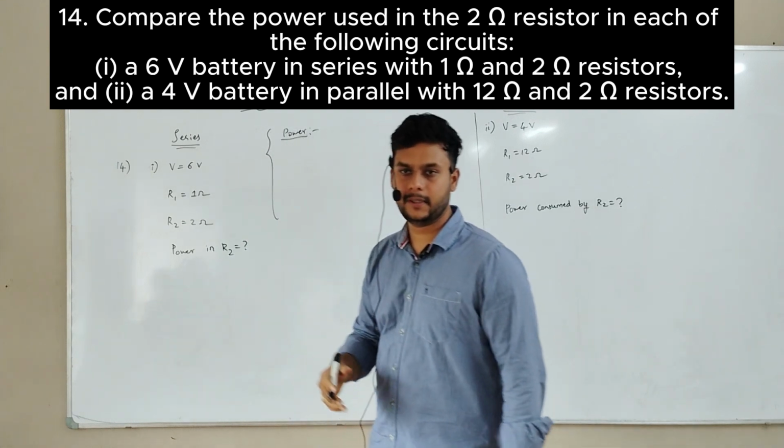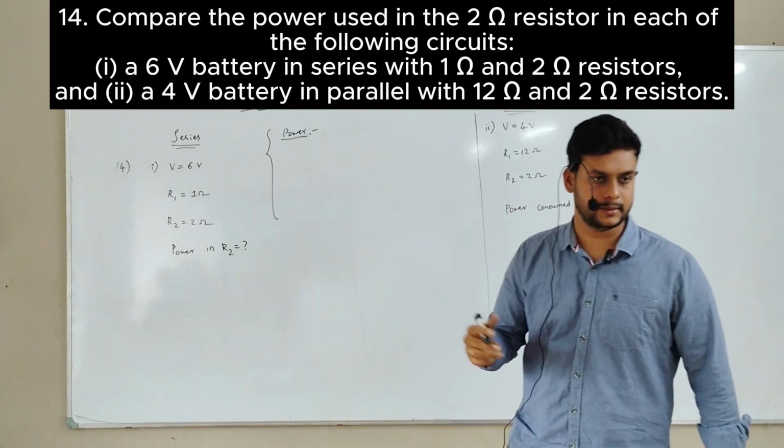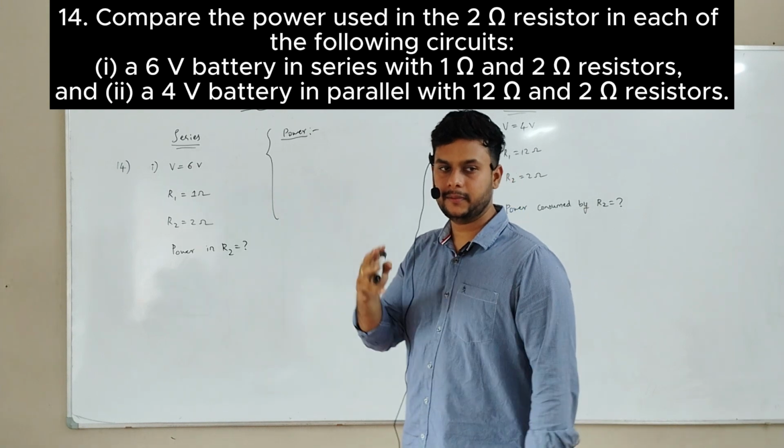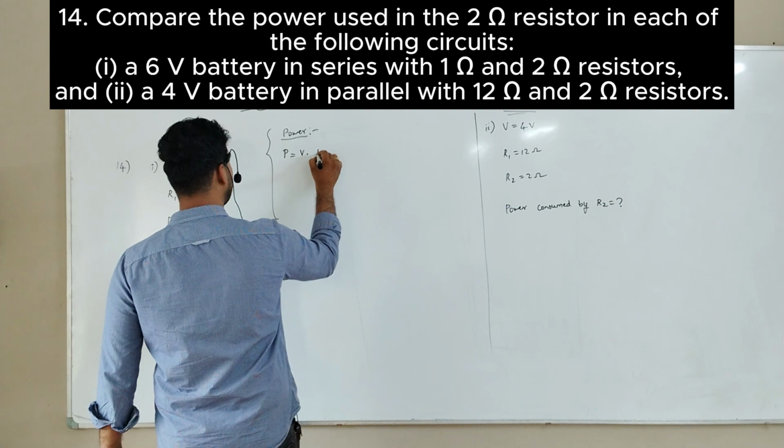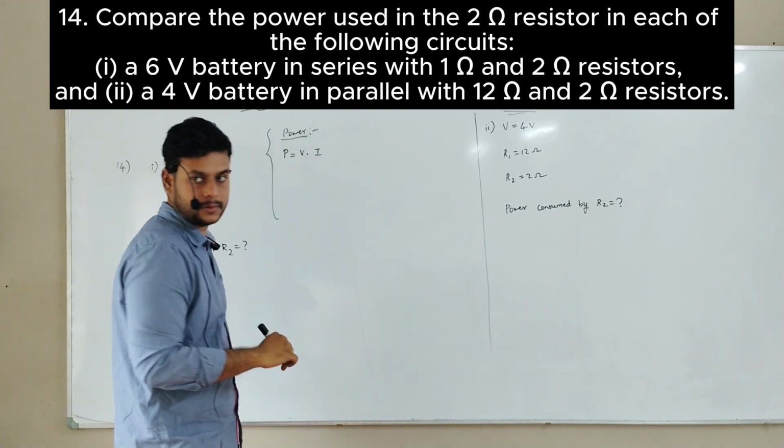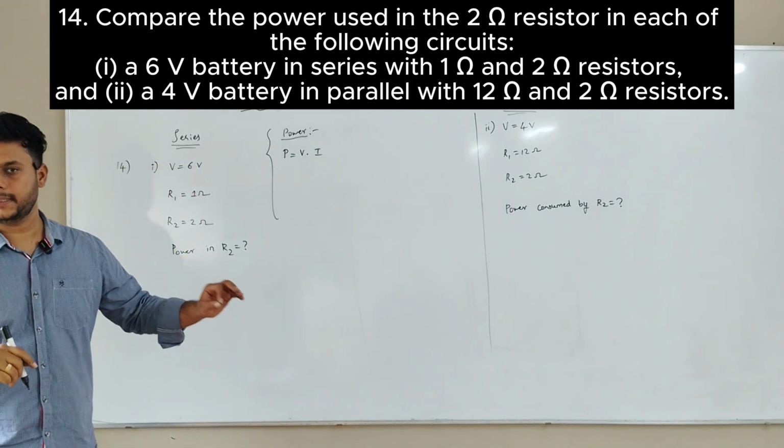What are the 3 formulas we have for power? First, you heard it, we have done one sum based upon this. We have 3 formulas. Very good. First, power basic formula P is equal to V into I. Everybody knows this. This sum will teach you about power.